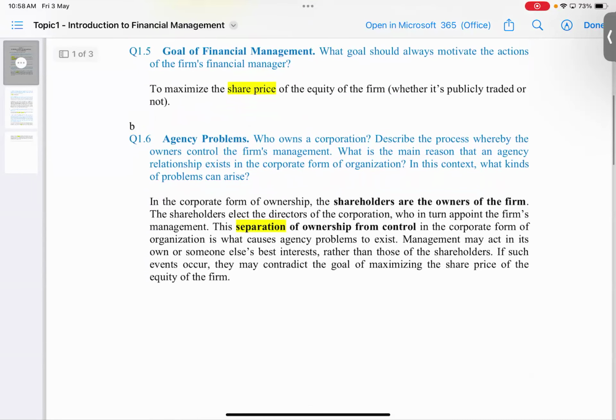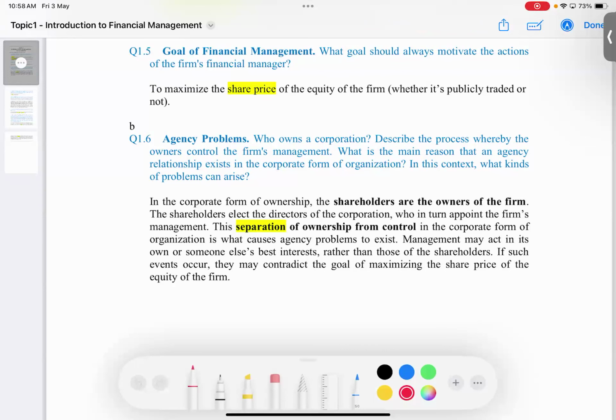Okay, next question, agency problems. Who owns a corporation? Describe the process whereby the owners control the firm's management. What is the main reason that an agency relationship exists in the corporate form of organization? In this context, what kind of problem can arise? So basically, they're asking about agency problems.